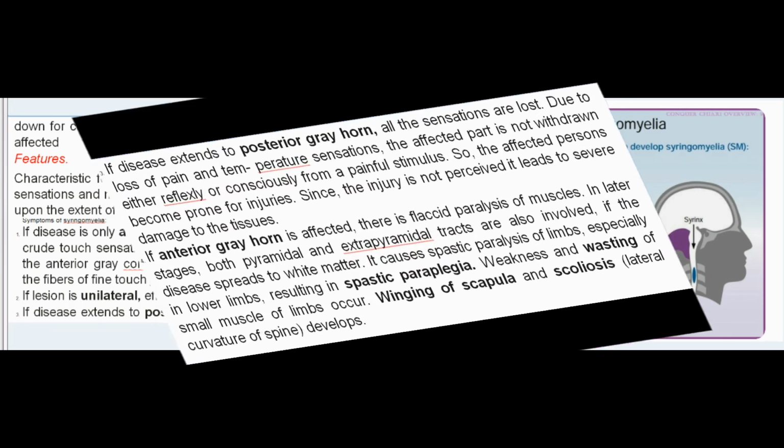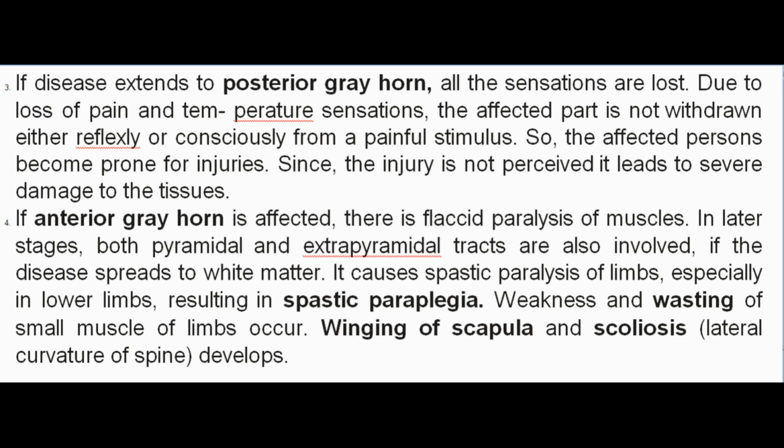If disease extends to posterior gray horn, all the sensations are lost. Due to loss of pain and temperature sensations, the affected part is not withdrawn either reflexly or consciously from a painful stimulus. So, the affected persons become prone to injuries. Since the injury is not perceived, it leads to severe damage to the tissues. If anterior gray horn is affected, there is flaccid paralysis of muscles.